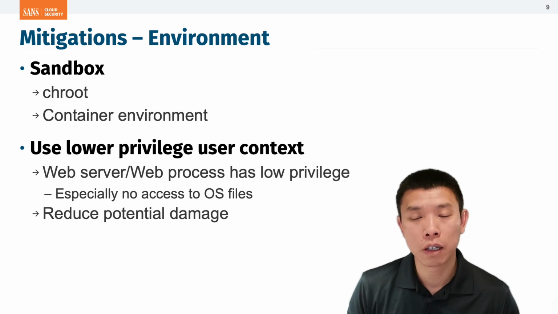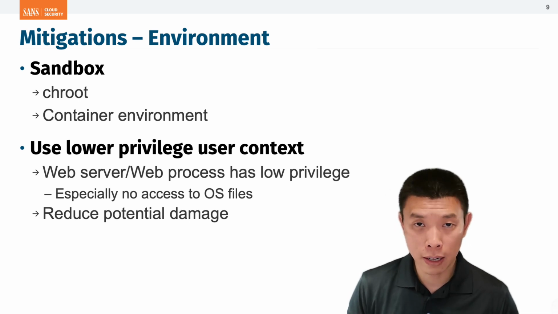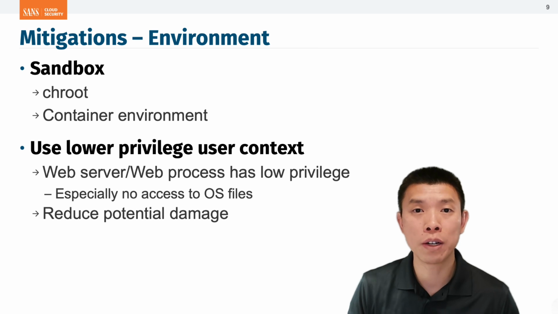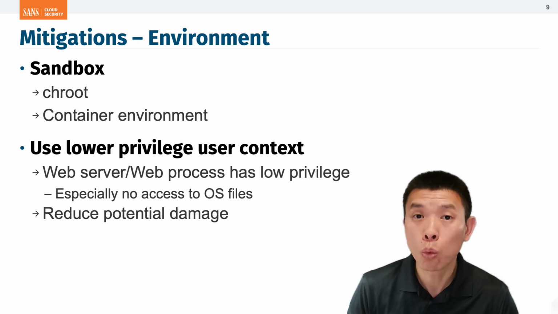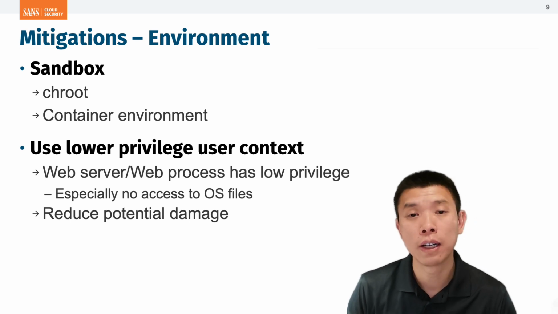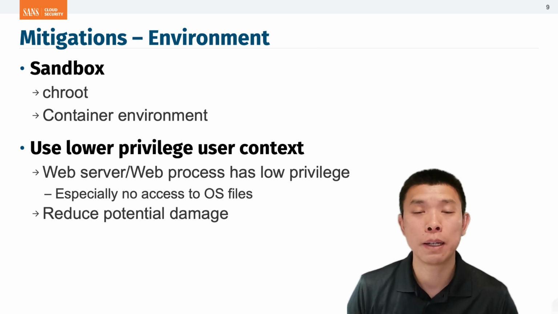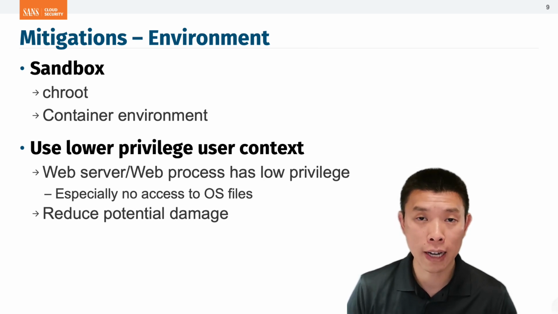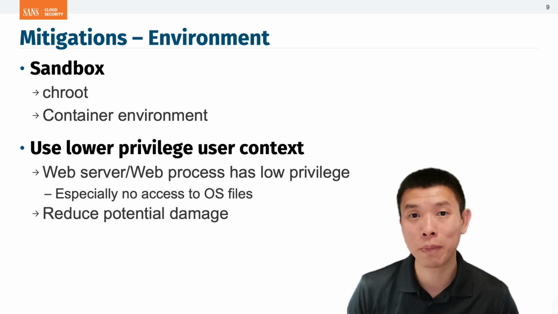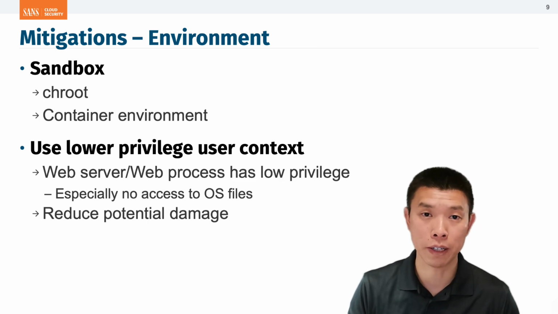Aside from that, using a lower level account to run your web process, be it the web server or the web application environment, would be the ideal state as well. Again, reducing the blast radius is what we're trying to achieve here. By running a lower privilege user account, you have less access to the operating system and also the file system, and thereby reducing your blast radius.